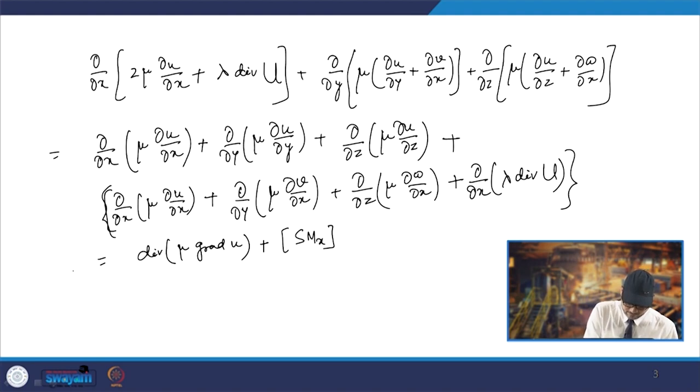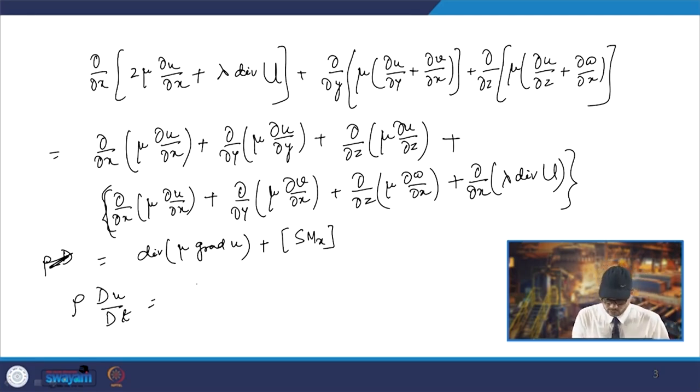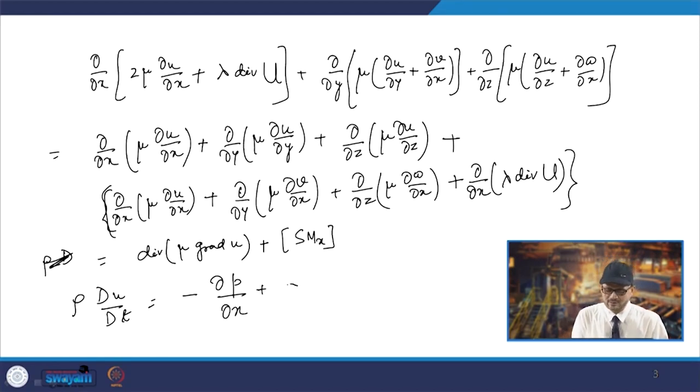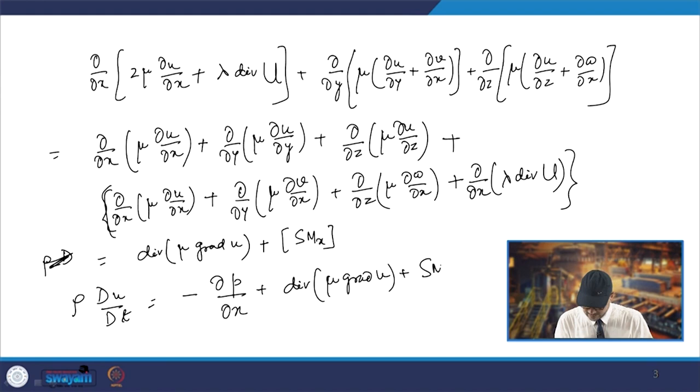so you are writing rho of du by dt. So that will be basically div of, and the term left is minus dou p by dou x. It was in the earlier one. So that term comes here, and then you have div of mu grad u, and then you have SMx. So this is the Navier-Stokes equation for the x momentum component.